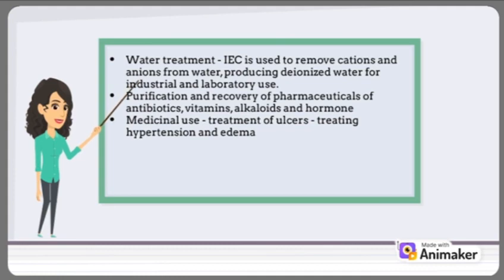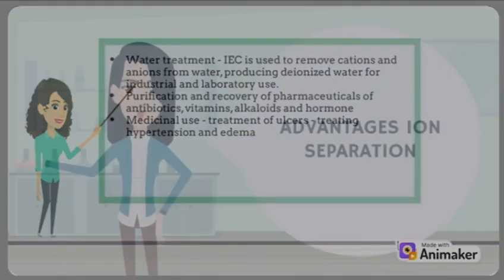The second one is purification and recovery of pharmaceuticals of antibiotics, vitamins, alkaloids, and hormone, where its ability to provide high selectivity by ion exchange chromatography can selectively recover antibiotics from complex mixtures, separating them from impurities like proteins and nucleic acids. Next, ion exchange chromatography also can be used in medical purposes, where anion exchange chromatography is used in treatment of ulcers and cation exchange chromatography is used for removing sodium ions and treating hypertension and edema.